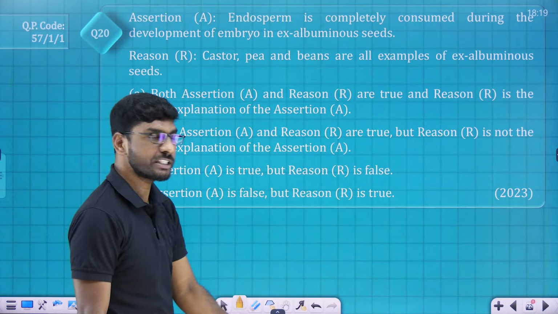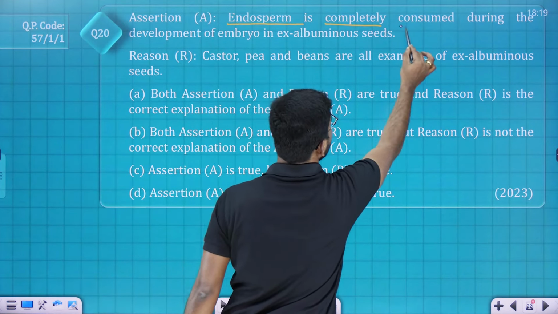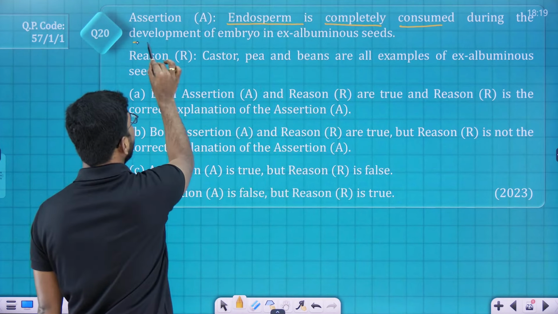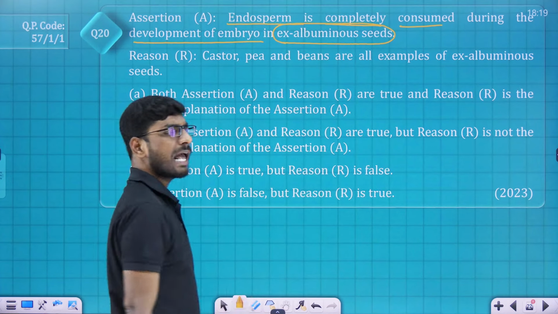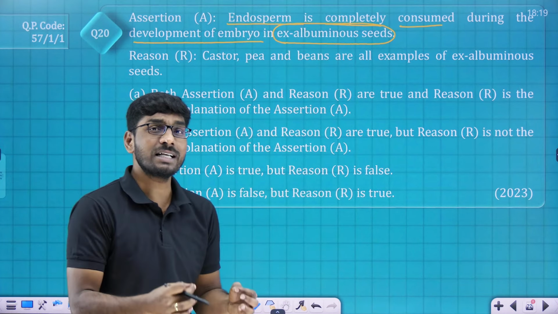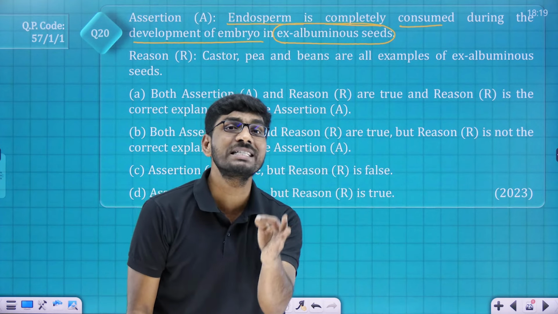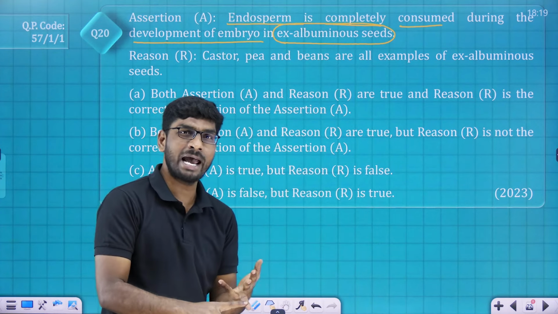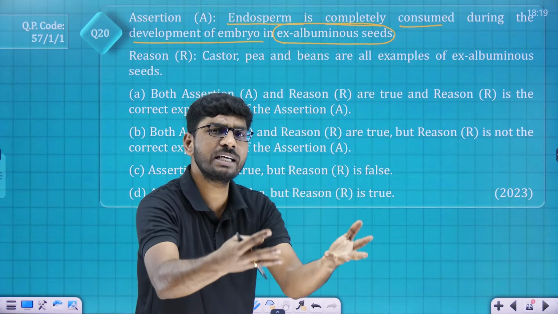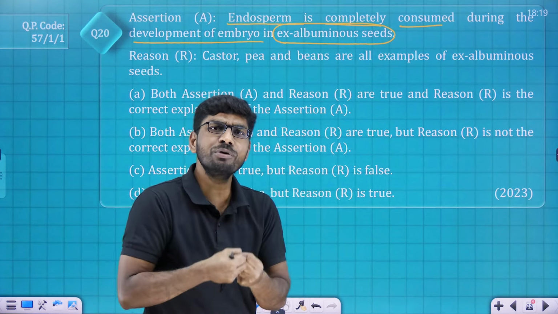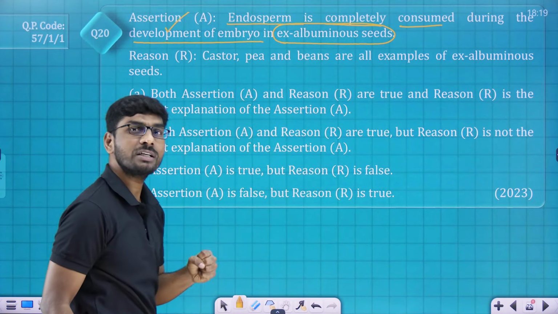2023 assertion and reason question. Endosperm is completely consumed during the development of embryo in ex-albuminous seeds. Ex-albuminous seeds are also known as non-endospermic seeds. Pea, gram, bean, these all are non-endospermic seeds. Endosperm is totally consumed during the development. Statement correct, assertion correct.